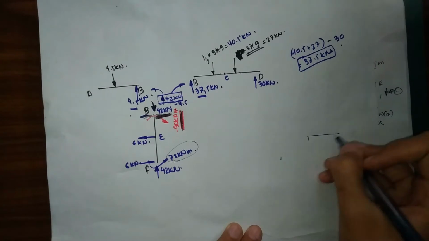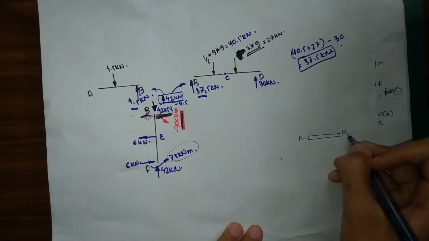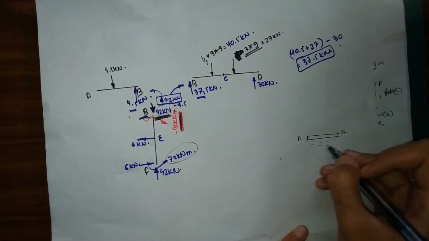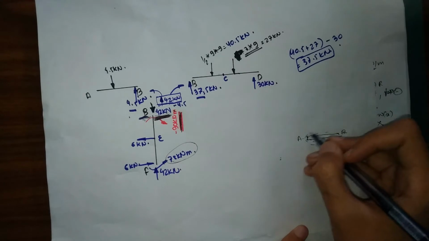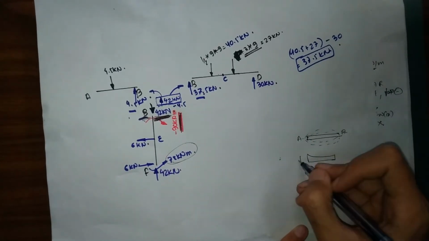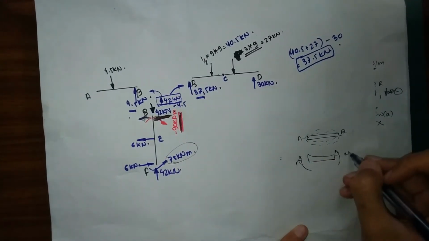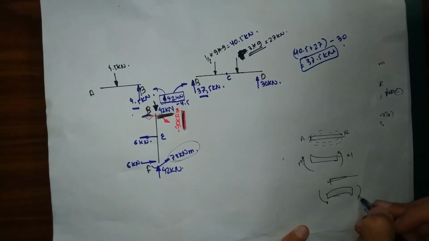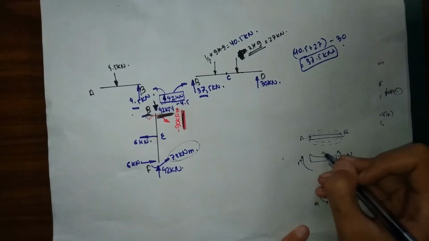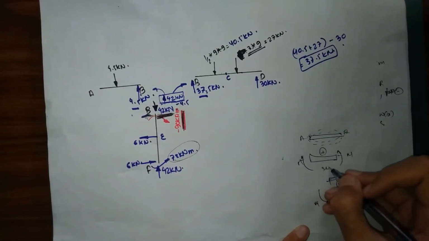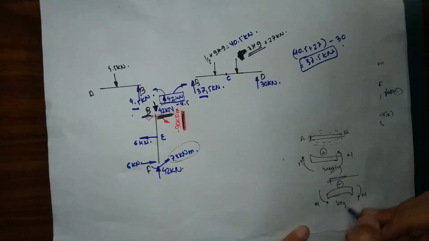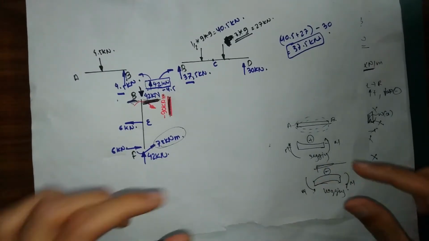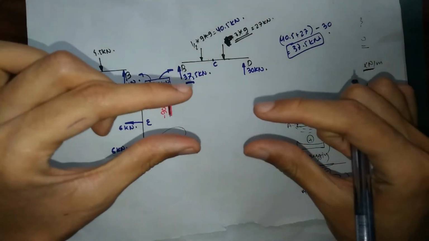So let's see if we have a beam AB. I have already explained this in my previous videos, but let me explain this in this video as well. If my beam moves upward in this way, it's called sagging, while if my beam moves downward, it's called hogging. For sagging bending moment, I'm going to have this sort of moment, while for hogging bending moment, I'm going to have this sort of moment. Sagging bending moment is considered positive, while hogging bending moment is considered negative. This is my sagging, this is my hogging.